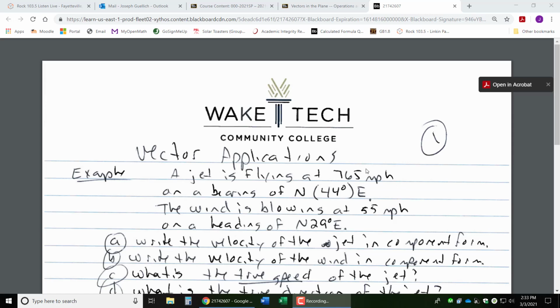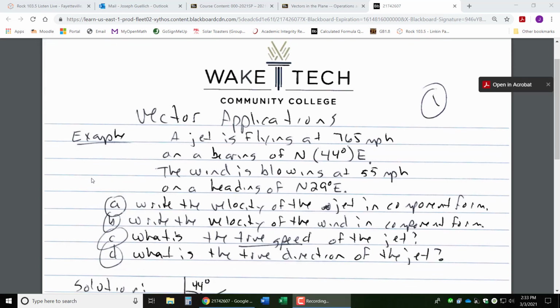Hello there. This is the vector application with the jet flying in the wind. This is kind of a classic example of using vectors. So we're given the speed and/or distance, maybe the direction. In this case, we're given this type of bearing. And then the wind is blowing. We're given its speed and its direction.